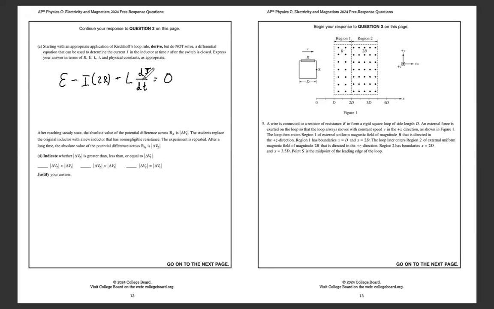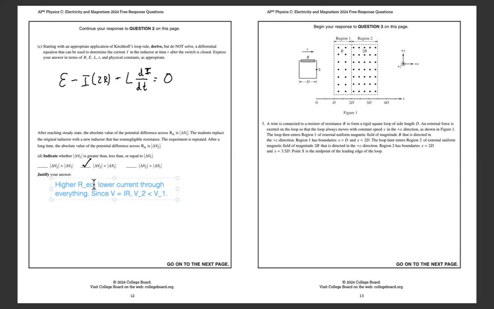So after reaching steady state, the potential difference across RA is equal to delta V1, and then you replace it with an inductor of non-negligible resistance, and then you get a new potential difference across RA. How should that compare? It should be less than. The reason I know it should be less than is because you're going to have higher equivalent resistance, right? Lower current through everything. Since V is equal to IR, right, the voltage across resistor A is going to be less than the voltage it was before you had the inductor in there as well.